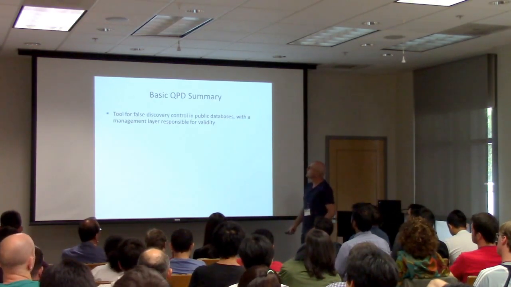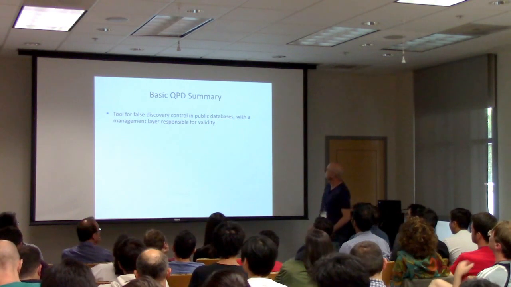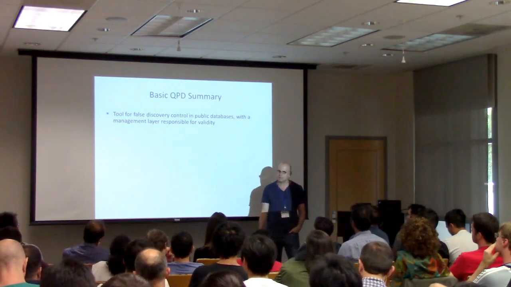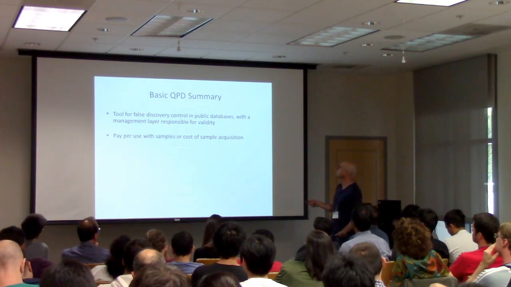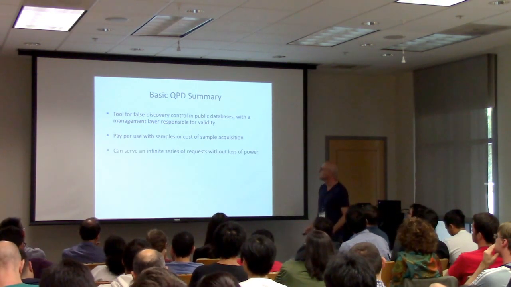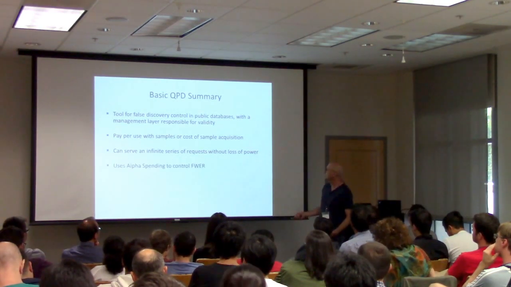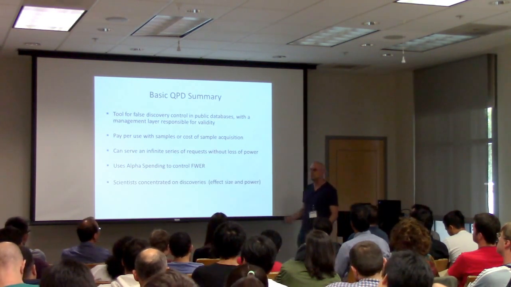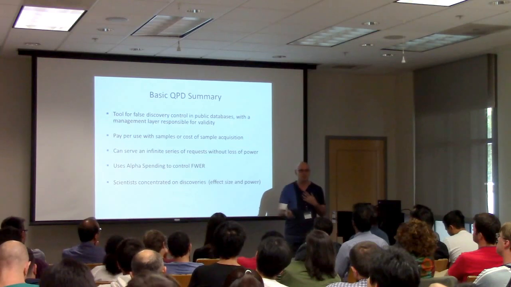Okay, so to summarize this basic UPD idea, we want to control false discovery in this unpredicted future use case. What we've done is basically add a management layer to the database that's responsible for the validity of the tests being done. You're going to pay per use, with either samples or, more likely, the cost of sample acquisition to enhance the database. The important thing, first of all, is that we can now serve an infinite series of requests without loss of power. But it's not written here, the most important thing is that the cost is bounded, and in practice the cost is decreasing, which means that we have something that is potentially usable.